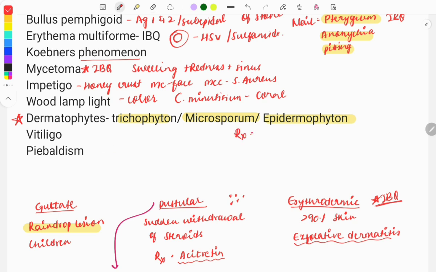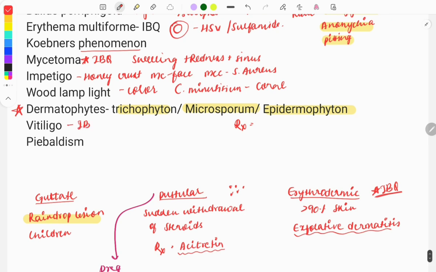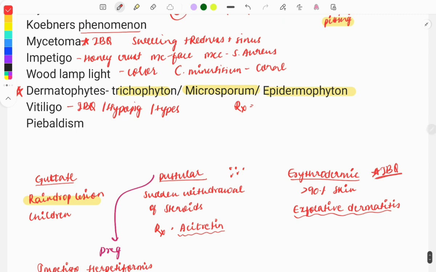So moving on, vitiligo is also frequently asked. Usually image-based questions are asked. It is an autoimmune disorder, and usually depigmentation of the skin is seen in it. And there are various types of vitiligo which you need to learn, like the segmental type, then universal, mucosal, and focal. Piebaldism is a rare autosomal dominant condition in which on the forehead you can see a triangular patch, a triangular pattern of hypopigmentation.